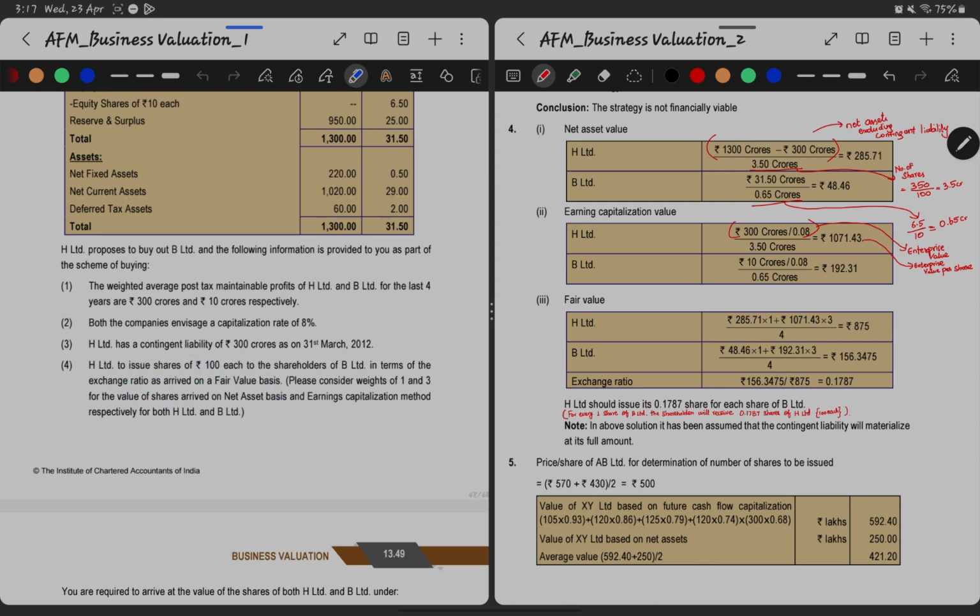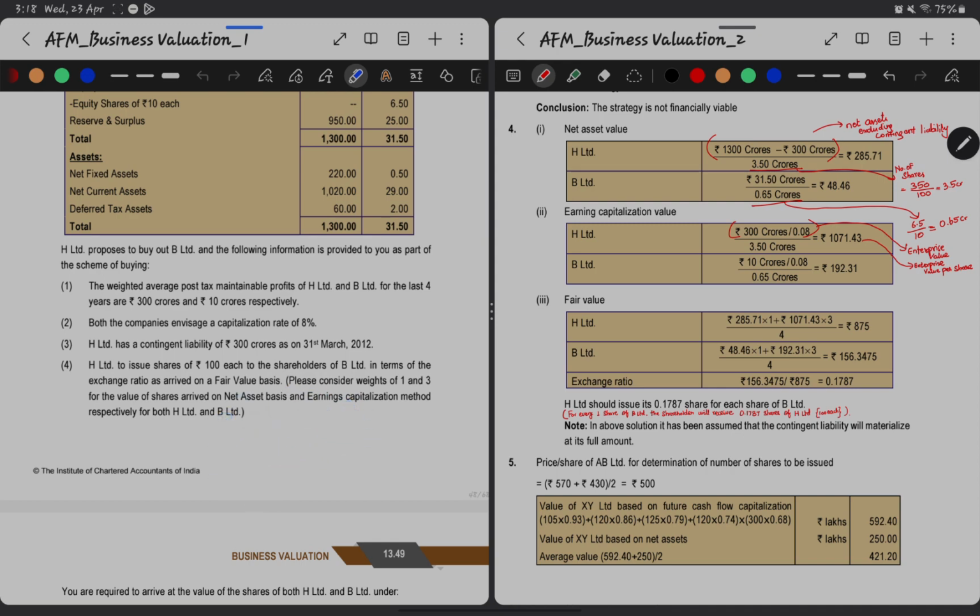That fair value for the exchange ratio, as I told, is how many shares of H Limited have to be given to B Limited, and that exchange ratio is based on fair value basis. For that they are telling us to consider weights of 1 and 3 for the values of shares arrived on net asset basis and earnings capitalization method. So we have to first calculate the value per share based on net asset basis, then earnings capitalization method, then keep weight 1 for net asset basis and 3 for the other, multiply each to the per share value, and divide by 4. This is the weight to be given.